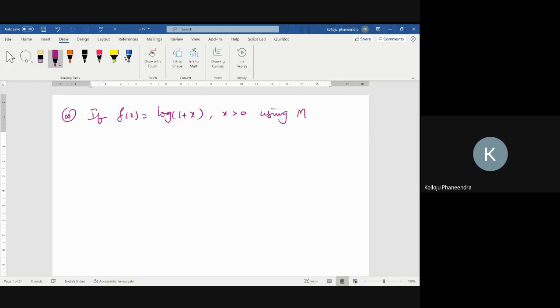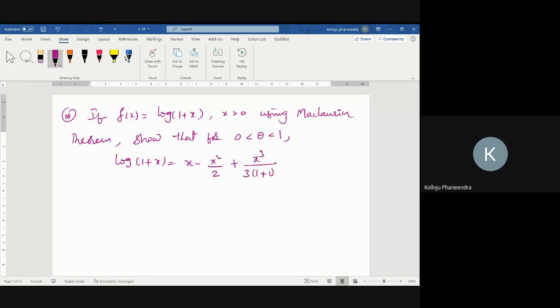Using Maclaurin theorem, show that for 0 less than theta less than 1, log of 1 plus x is equal to x minus x square by 2 plus x cube by 3 into (1 plus theta x) whole cube.